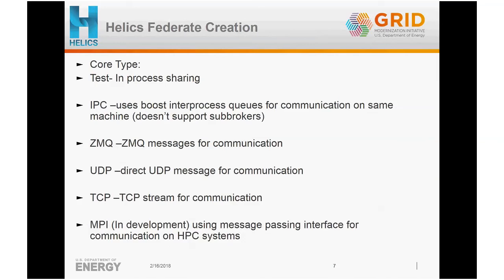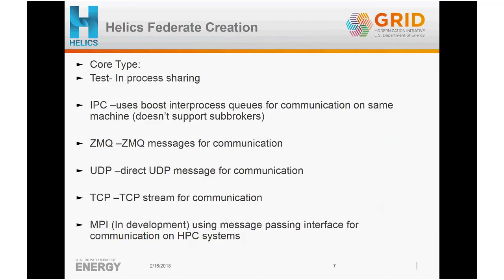So in creation, you can create a federate using a number of different core types. This establishes which communication protocols the federate uses and how it can interact with others. The test core is the one we use for testing, but it can also be used for in-process sharing of information. If all your federates are in a single process on a computer, you can use the test core, and that's probably going to be the fastest way to do it. The IPC core uses Boost interprocess queues, and this can be used for communication on a shared memory system, and it does not support sub-brokers.